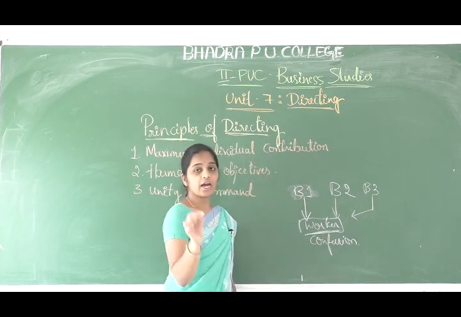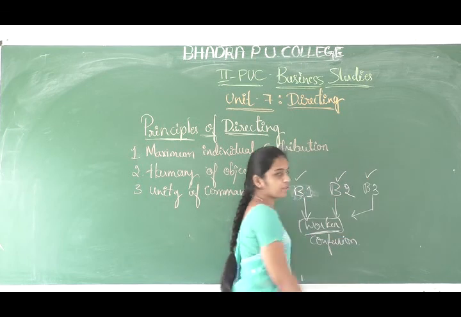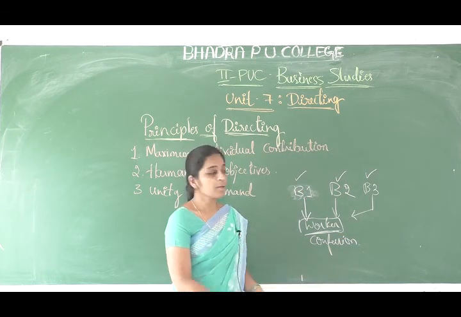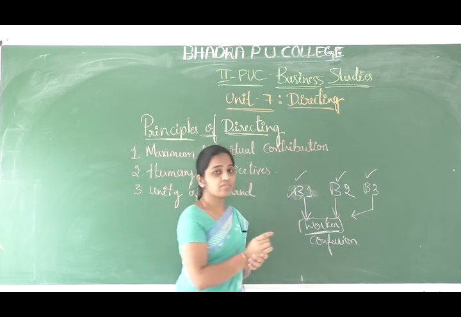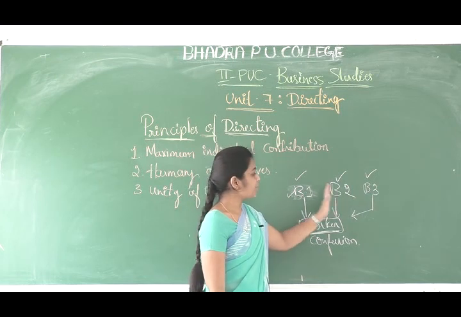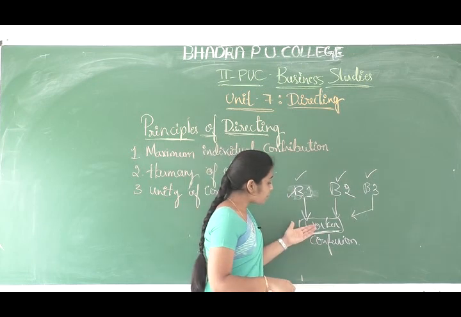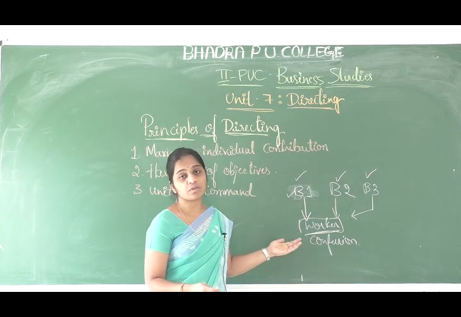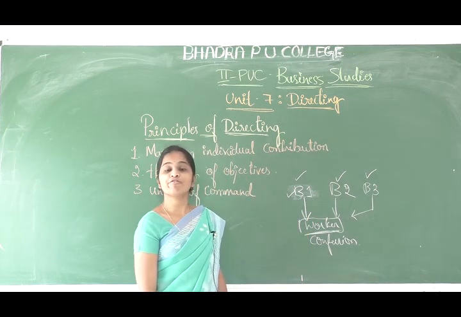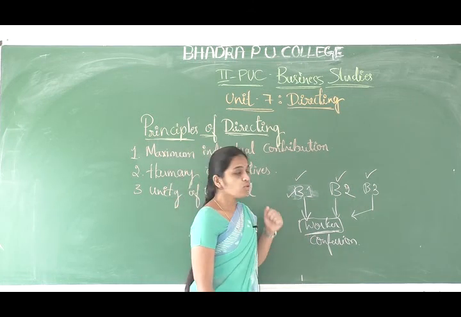So whether I should do this work for this boss or this boss or this boss. Whose work should I listen to, whose instructions should I follow? Because this person will give instructions differently compared to him, and this person will give other instructions. So it becomes very difficult for the worker to decide which instruction to follow. Confusion is created in the mind of the worker.